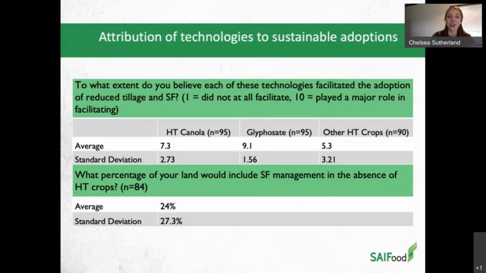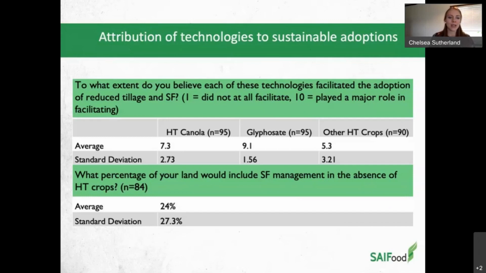On average, herbicide-tolerant canola received an attribution factor of 7.3 out of 10, and glyphosate received a factor of 9.1 out of 10. So respondents showed that these two technologies were very important in their adoptions of reduced tillage and reduced summerfallow. Other herbicide-tolerant crops were not as effective for farmers. They received an average value of 5.3. This is not surprising. In Saskatchewan, canola is planted on far greater acreage than, for example, soybeans or corn, especially in the early 90s period.